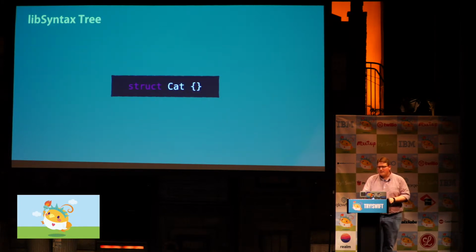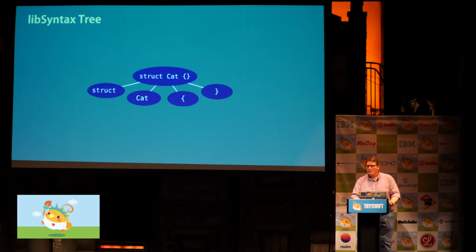So let's look at a simple example of what libSyntax produces. This struct here will turn into this representation. Notice that all the tokens are still available in the tree. We have a tree structure, but the tokens are still there. Even more, this tree keeps track of the spaces after struct and cat. This design is crucial to one of libSyntax's main strong suits, syntactic transformation.